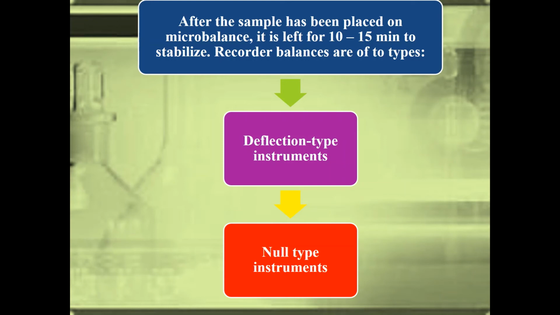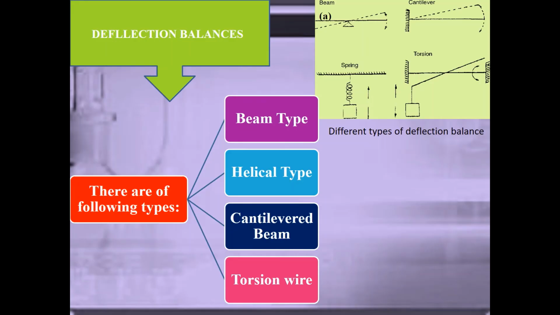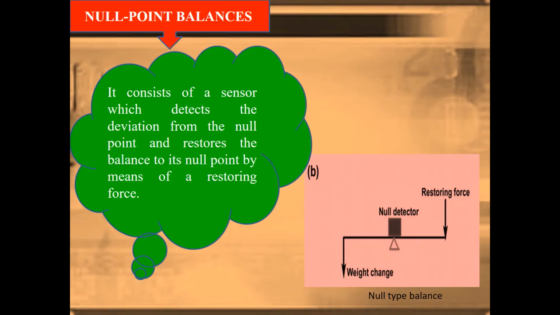Recorder balances are of two types, deflection type instruments and null type instruments. Deflection balances are of the following types: beam type, helical type, cantilevered beam, and torsion wire. Here you can see in the figure the beam, cantilever, torsion, and spring, different types of deflection balances. Null point balance consists of a sensor which detects the deviation from the null point and restores the balance to its null point by means of a restoring force. You can see in the figure the null type balance.